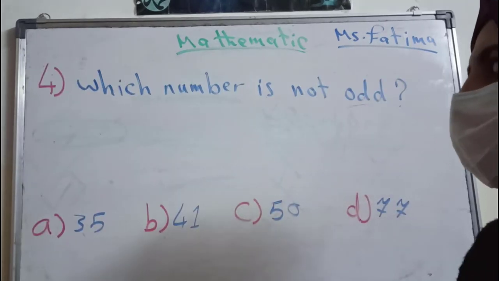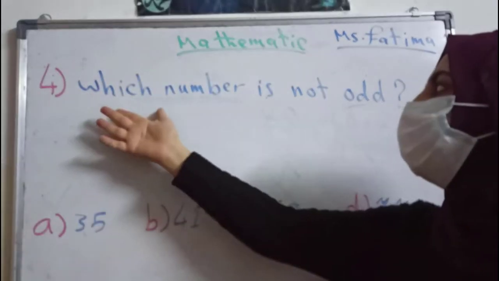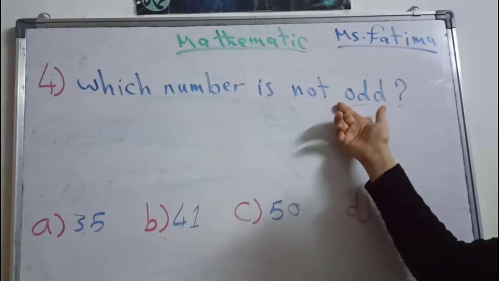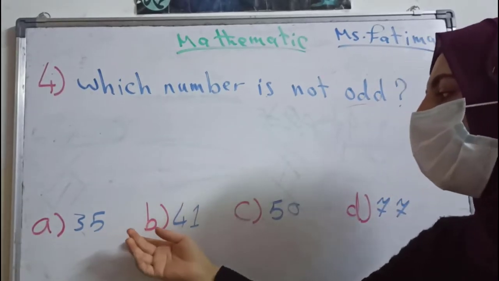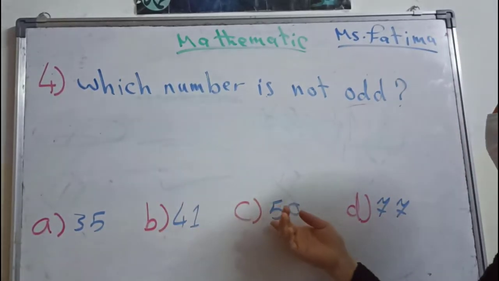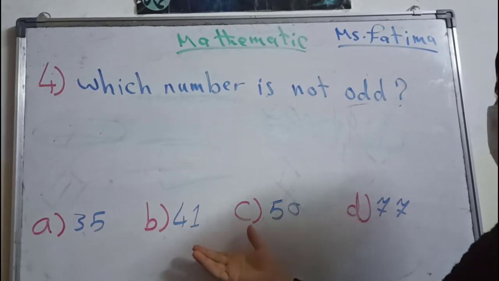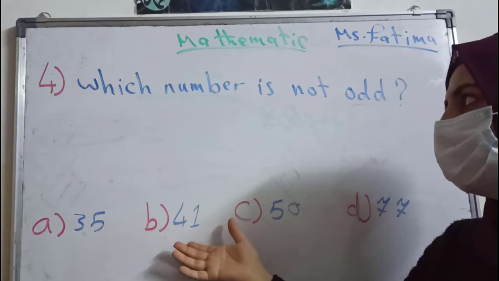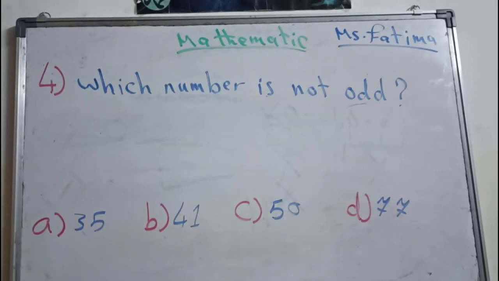Now students, we get to solve equation 4. In equation 4, tell us which number is not odd. We have some numbers in there. A, 35, B, 41, C, 50, D, 77. Before we solve those, let's explain odd and not odd. What do we mean by odd and not odd?